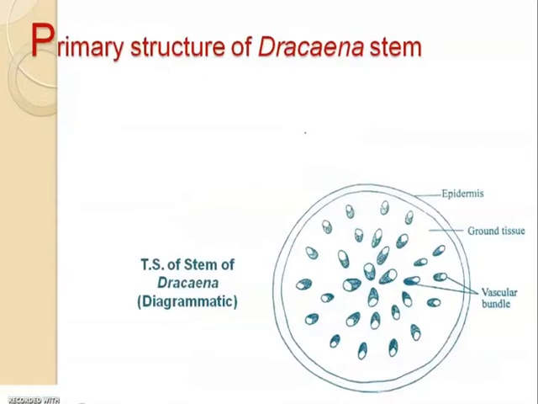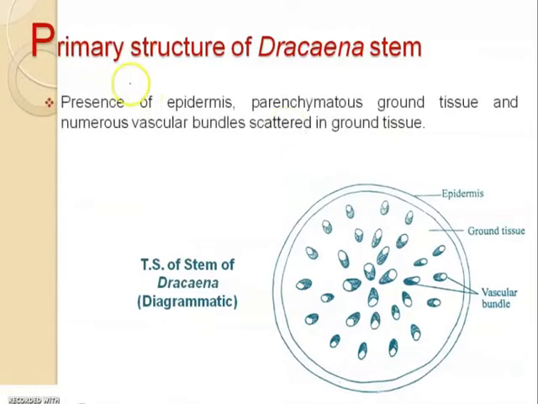Now, primary structure of Dracaena stem. The primary structure of Dracaena stem shows the presence of epidermis, parenchymatous ground tissue, and numerous vascular bundles scattered in this ground tissue. This is the epidermis, this is the parenchymatous ground tissue. This is the transverse section of Dracaena stem.